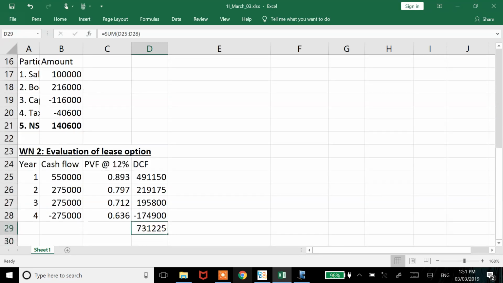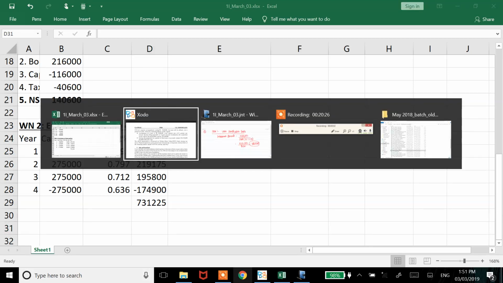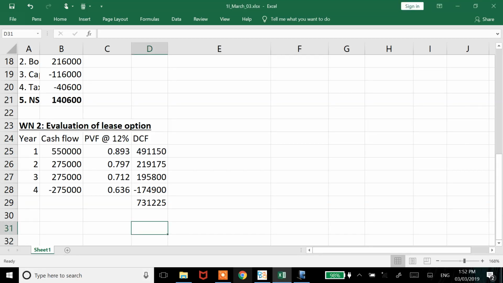We'll go for loan option because leasing is costlier. 731,225 is the amount we get, so it turns out to be costlier. First year only rent, second year rent and first year tax benefit, third year rent and second year tax benefit, fourth year only tax benefit. Any doubts in this? So in this case we will go ahead with loan option. Leasing is not preferred, loan would be the preferred route because loan is cheaper than the lease option. Any doubts in this?